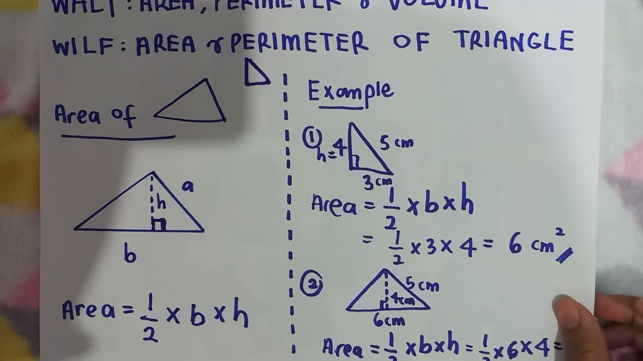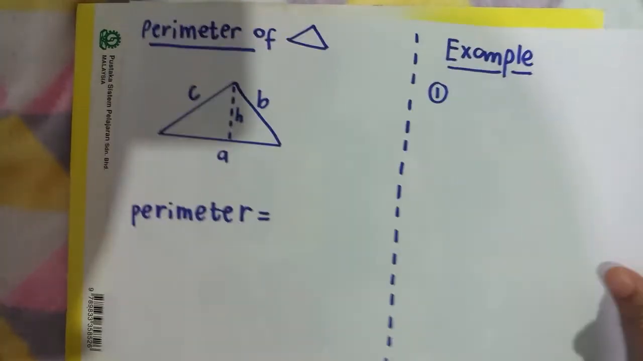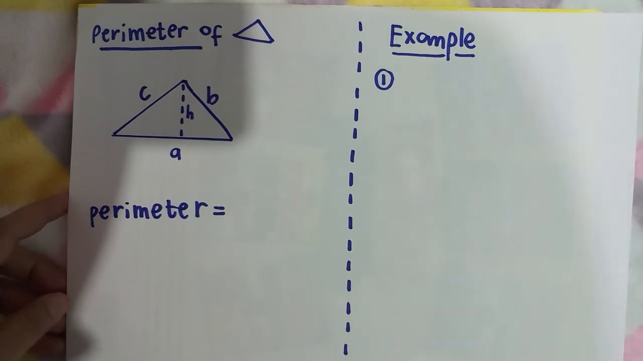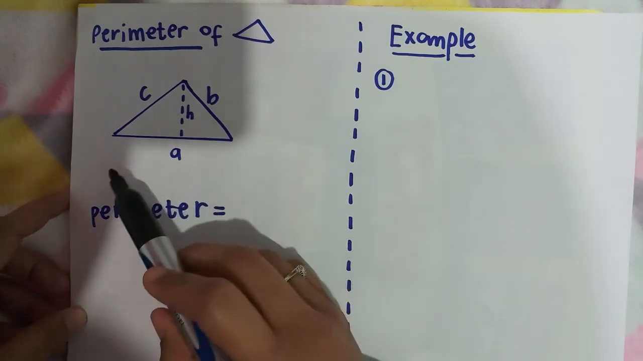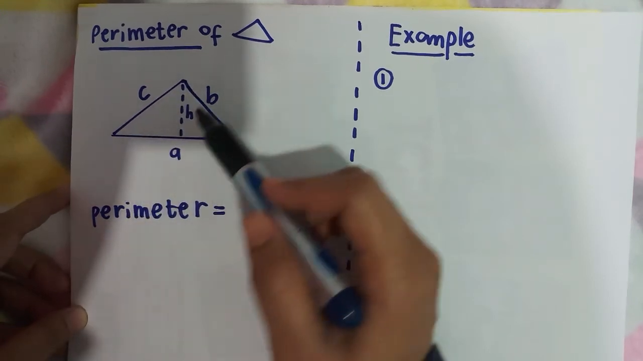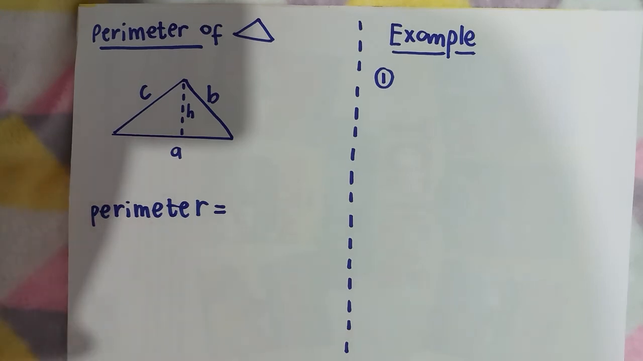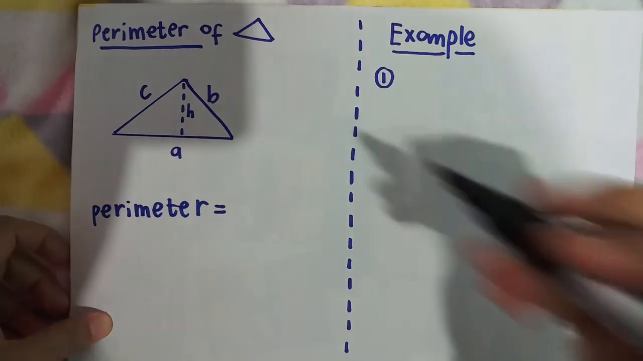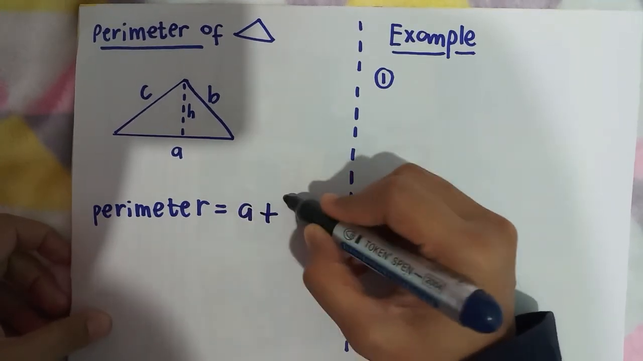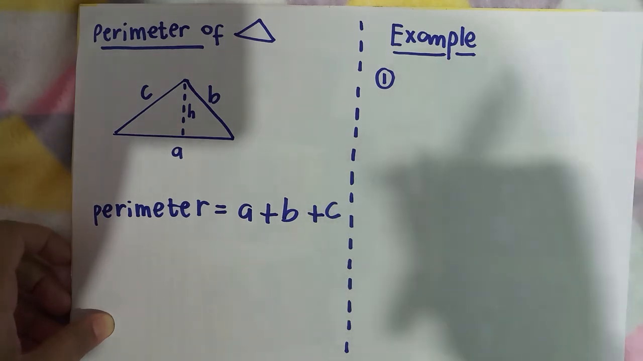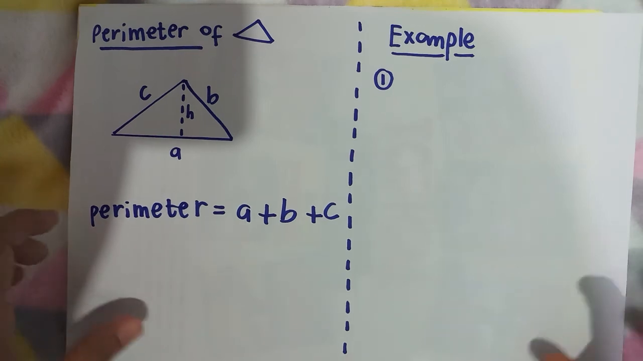Next thing is the perimeter of a triangle. Remember, for perimeter we just add all sides. Given that this is A, this is B, this is C, and this is your H, the perimeter is the addition of the sides. So you just add A plus B plus C. Do you need to add H? No. Why not? Because H is the inner line. We just add all the sides, not the inside thing. A plus B plus C. So this is very easy.